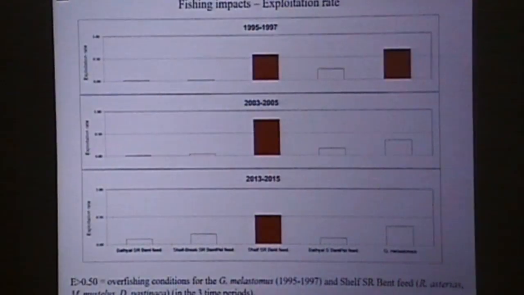What about the exploitation rate? These pictures show that during the time, the exploitation condition of Galeus melastomus seems to reduce. And what happens to the shelf sharks and rays benthic feeders is a slowdown during the 3 time periods.